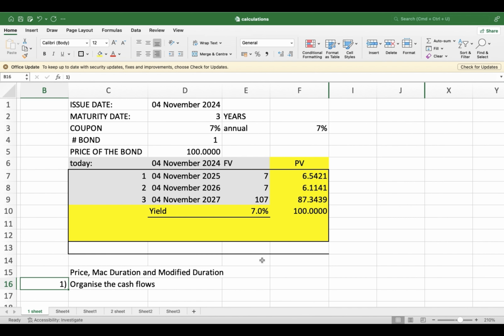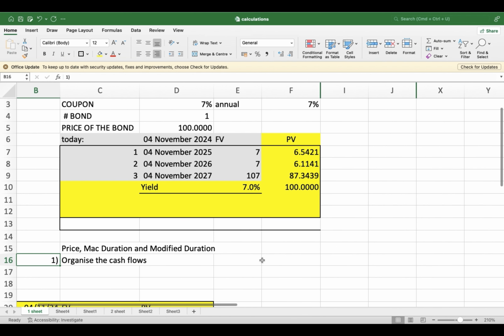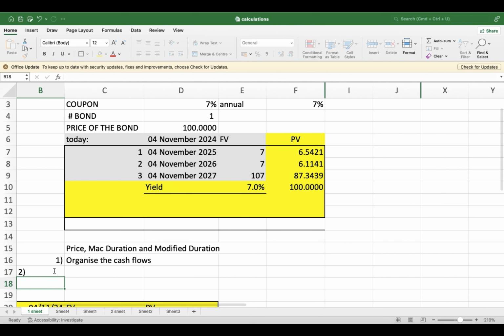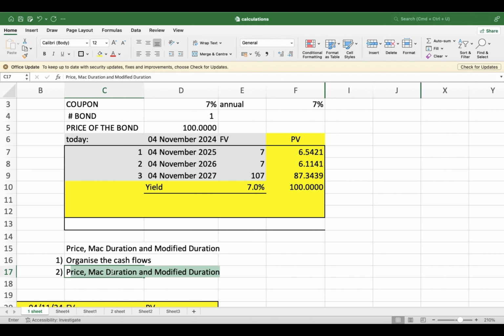Perfect. Now, as a next step, in order to calculate the price of a bond, we need to calculate the present value, PV. So how do we go about calculating the present value? This 7 rupees is received 1 year later, this 7 rupees is received 2 years later, and this 107 rupees is received 3 years later. So what is the present value of this 7 rupees as of today? Today is 4th November 2024.